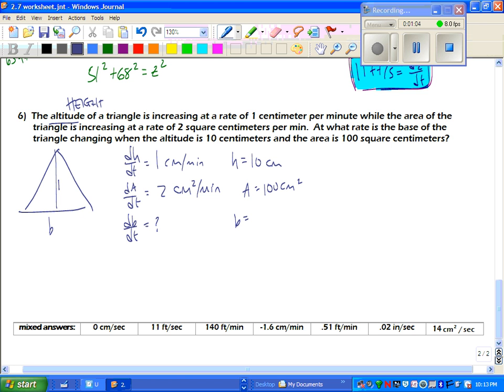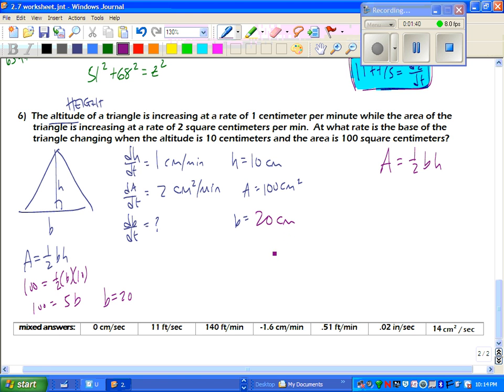We've got base times height, and we know area is 1/2 base times height. So that's the formula we're actually going to end up using to do our related rate, but we're also going to use it to figure out what b is. So we know that area is 100, 1/2 times base times the height, which is 10. So 100 equals 5 times b. So b has to be 20 centimeters.